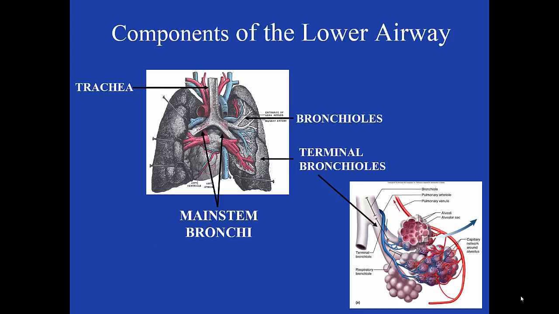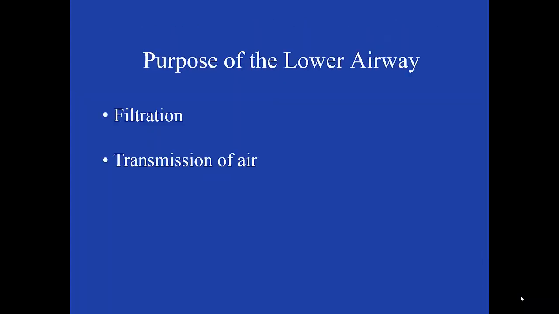The components of the lower airway include the trachea, the mainstem bronchi, the bronchioles, the terminal bronchioles, and the alveoli. The alveoli are grape-like clusters surrounded by a network of capillaries where oxygen exchange occurs. The purposes of the lower airways are additional filtration and removal of contaminants, as well as the transmission of air and oxygen to the terminal airways.